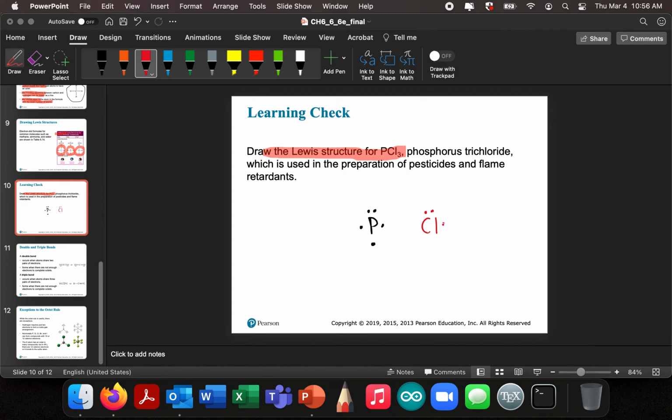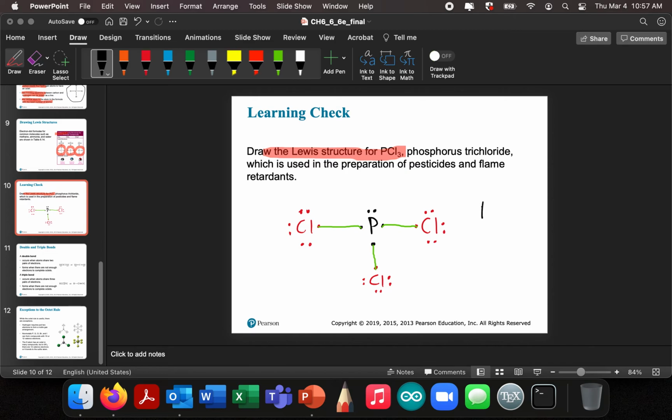1, 2, 3, 4, 5, 6, 7. Right? Same for each chlorine. Right, you see what I'm doing with this? I'm saying, all right, there's going to be a bond here, and a bond here, and a bond here. And there it is. That is the Lewis dot structure for phosphorus trichloride.